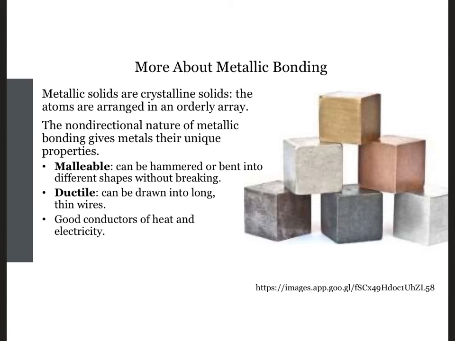In summary, metals are a type of crystalline solid where the metal nuclei are held firmly in place while the valence electrons circulate freely between the nuclei. This doesn't mean the metal atoms have lost their electrons, they just hold on to them very loosely in the solid. The ability of electrons to move freely through the solid means the electrons will flow within whatever shape the metal takes. This allows metals to be hammered or bent into different shapes without breaking, malleable, or drawn into long thin wires, ductile.